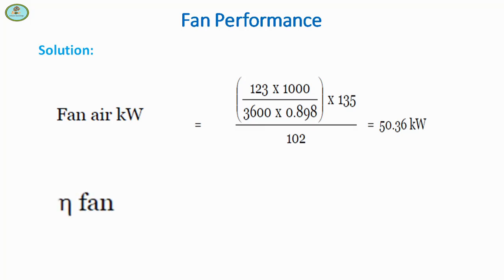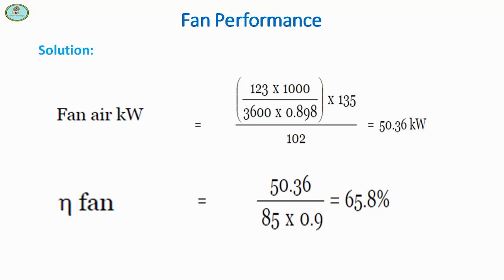So efficiency of fan is 50.36 divided by (85 × 0.9), so 65.8%.